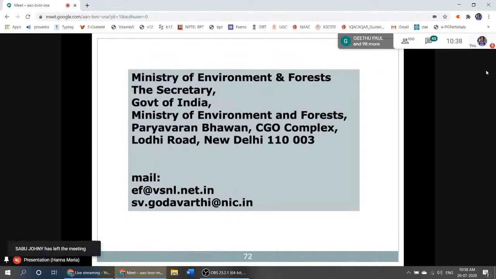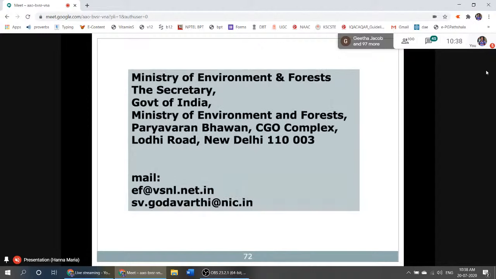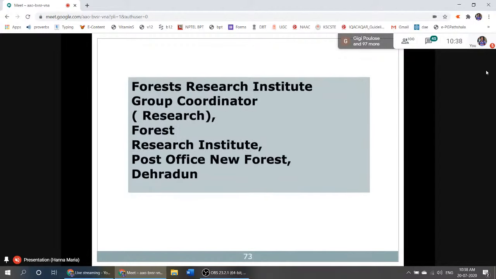Ministry of Environment and Forest. Anything related to environment, anything related to forest, you can definitely submit to the Ministry of Environment. We recently submitted a big program to the Ministry of Environment using some natural polymers extracted from the forest. Forest Research Institute will get you funding.